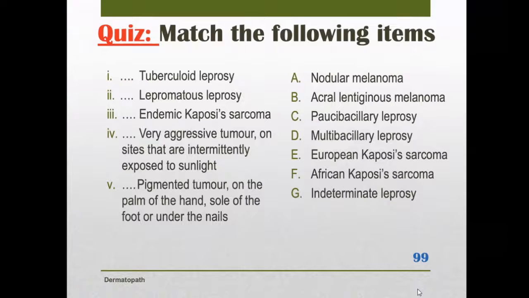So the next is matching. You can match: tuberculoid leprosy, lepromatous leprosy, endemic Kaposi sarcoma in contrast to epidemic or African, as I said, and so on. And a very aggressive tumor on skin intermittently exposed to sunlight. How do you call that tumor? And so on. So you match and you write in the chat.